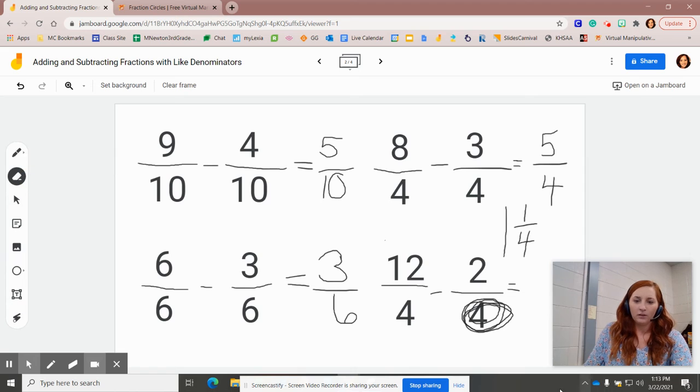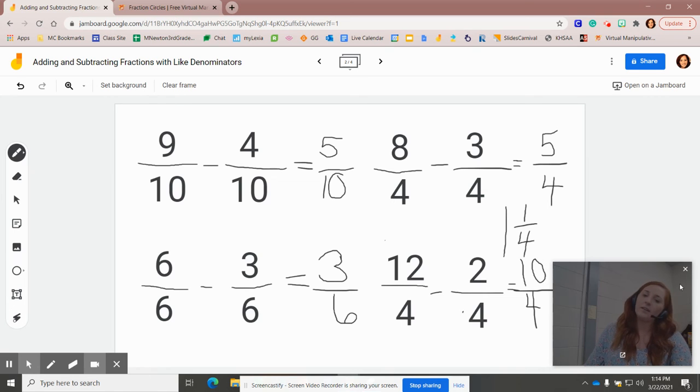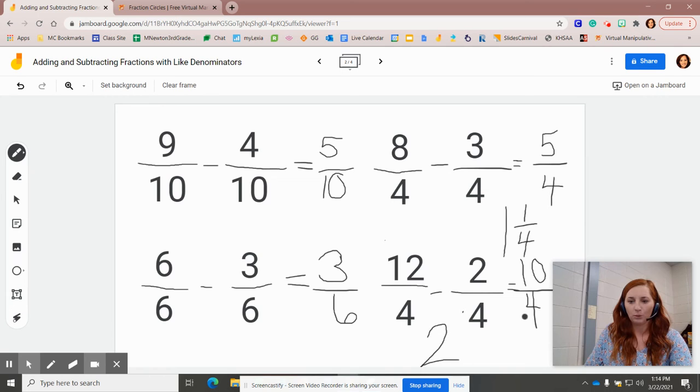Okay. So 12 fourths minus 2 fourths. Well, we leave our denominator the same. So I put my 4 here. Then I have 12 minus 2. What's 12 minus 2? Very good. It's 10. So now let's convert this. 4 goes into 10 how many times? 2, because 4 times 2 is 8. So I'd put a big 2. Then what's left over? 10 minus 8 is 2. Very good. So I have 2 and 2 fourths.